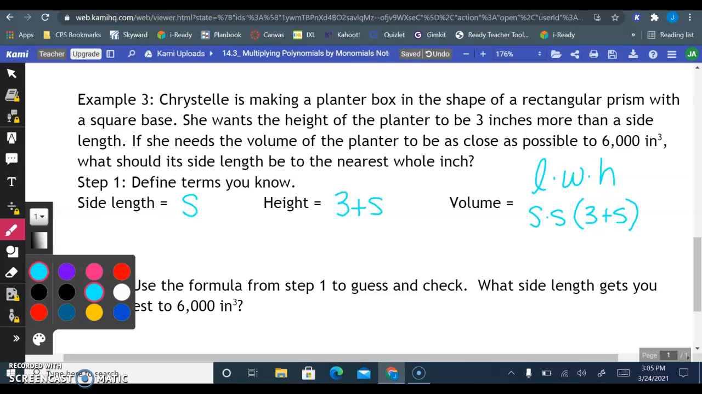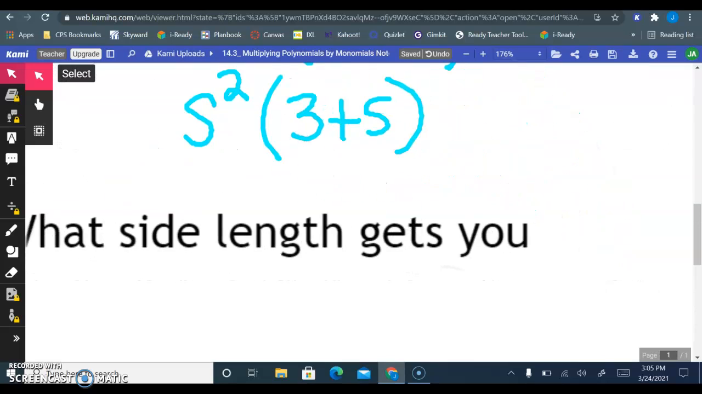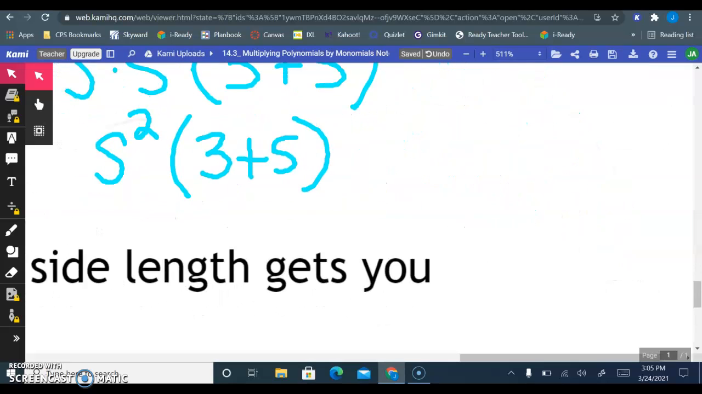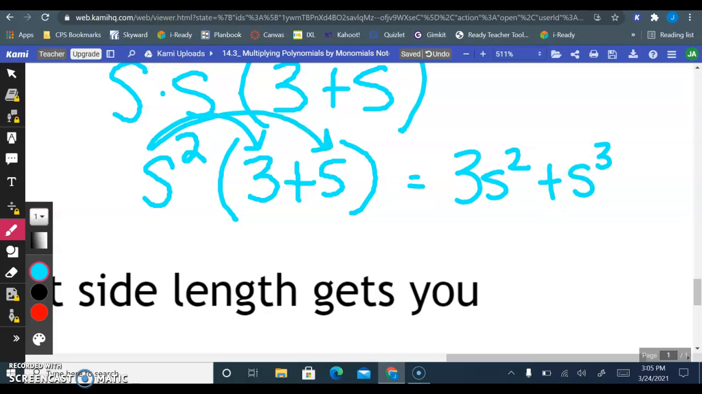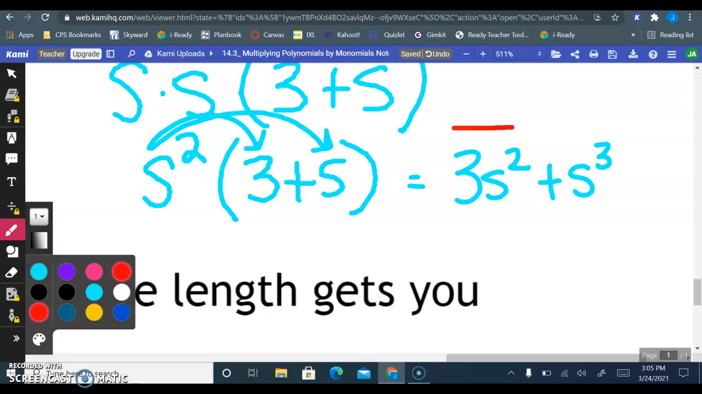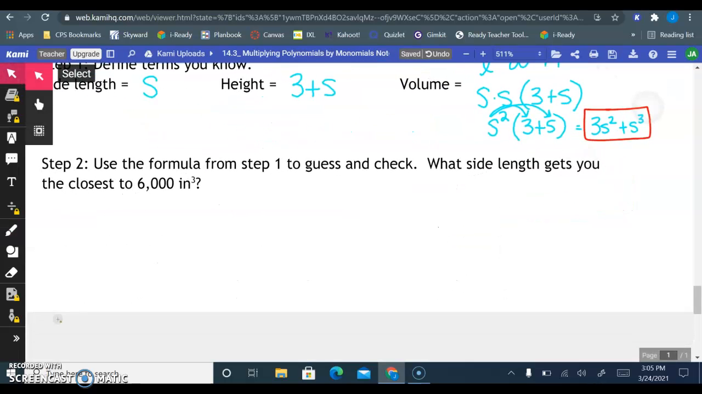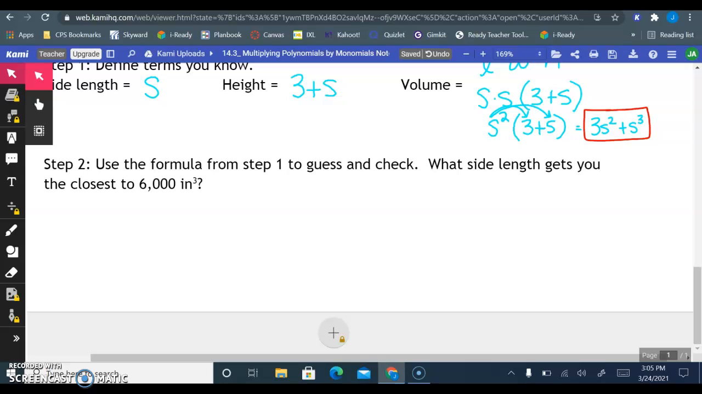So if I simplify that, S times S out front is S squared, and then I have to multiply that by 3 plus S. So zoom in here. We have to distribute. S squared times 3 would be 3S squared, and S squared times S would be S to the 3rd power. So we would figure out the volume using that formula based off what we know. So now it says use the formula from step 1, that 3s squared plus s to the 3rd power, to guess and check.